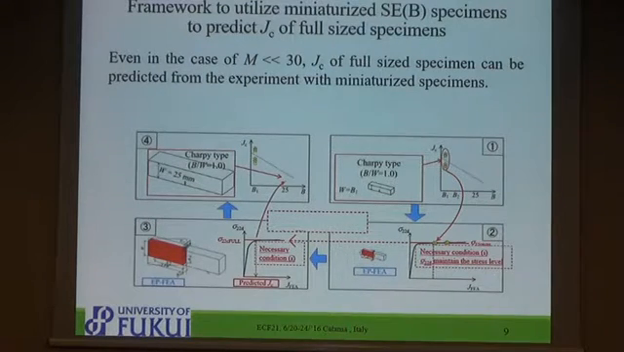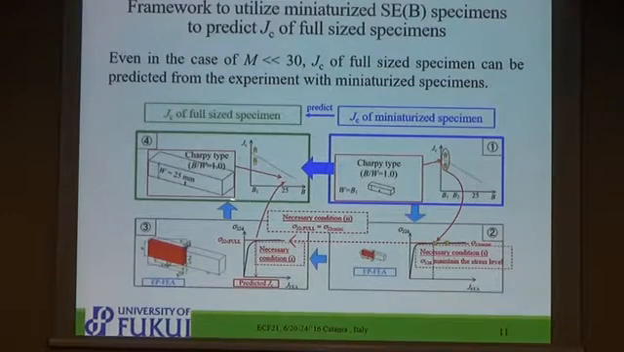Given these observations, we thought that even in the case that the value of M is smaller than 30, if σ22D can maintain the stress level for increasing load, and if the obtained critical stress σ22C for the miniaturized specimen is identical with that of the full-sized specimen, we can predict fracture toughness JC of the full-sized specimen.